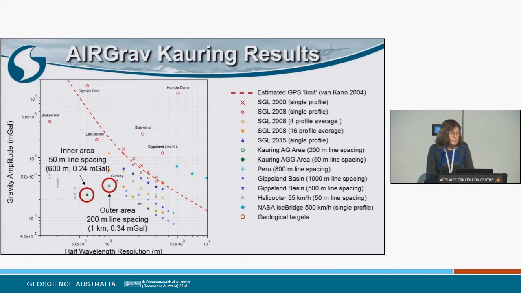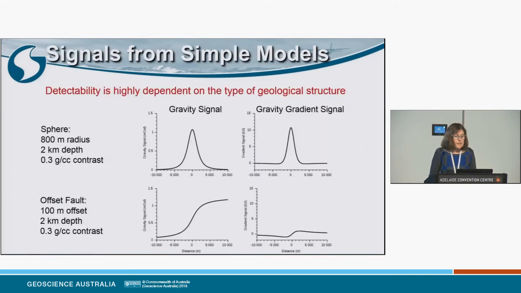So on the chart, the little green dot in the lower left circle, that's the accuracy and resolution from the inner area, the 50-meter line spacing, 600-meter filter length with a 0.24 milligal accuracy. The other circled one is from the outer area, which was flown with a 200-meter line spacing, ending up with a 1 kilometer resolution and 0.34 milligal accuracy.